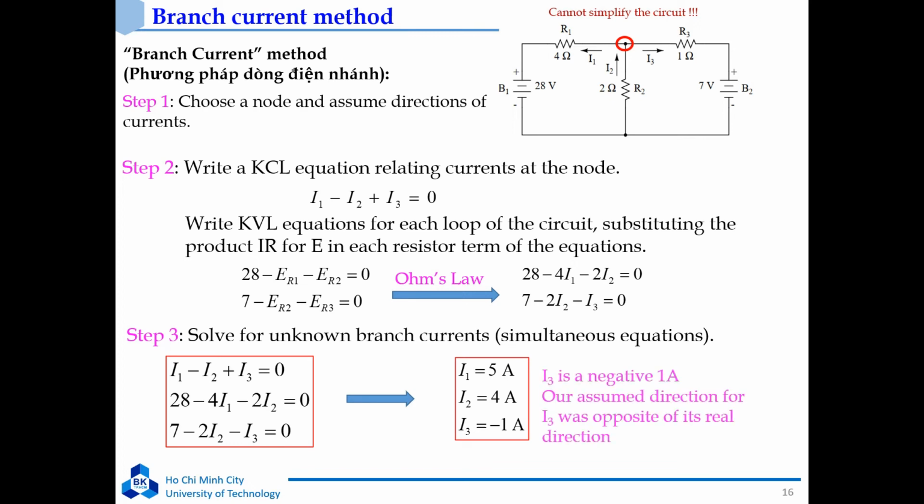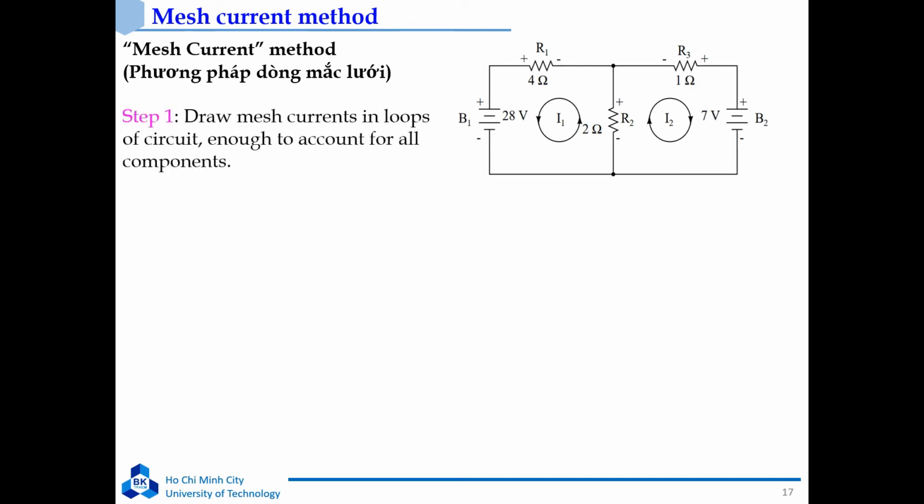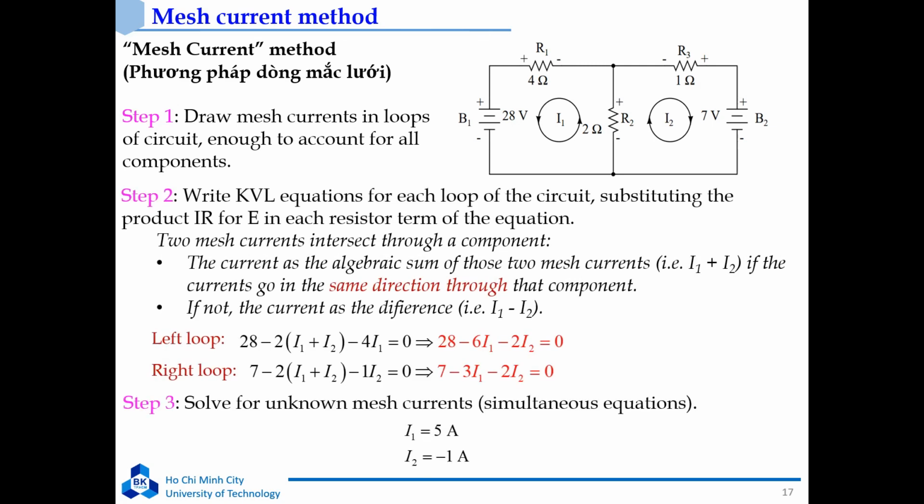The second method is the mesh current method. This method is similar to the branch current method, but it doesn't use the Kirchhoff current law. It only uses the Kirchhoff voltage law and Ohm's law. Step 1, you draw the mesh currents in the loops of the circuit, enough to account for all the components. Step 2, you make the relationships between the currents using the Kirchhoff voltage law and Ohm's law. And step 3, solve for the unknown mesh currents. And then you can find the voltage and current for each component. That's the mesh current method.